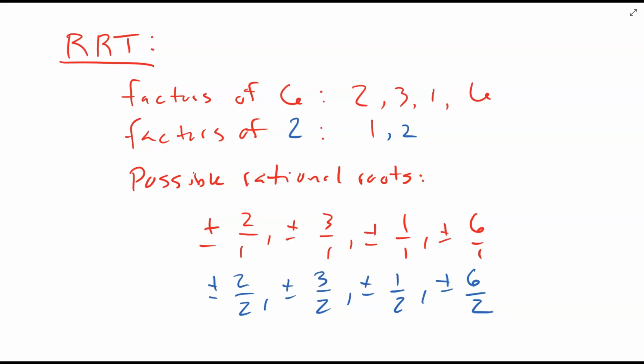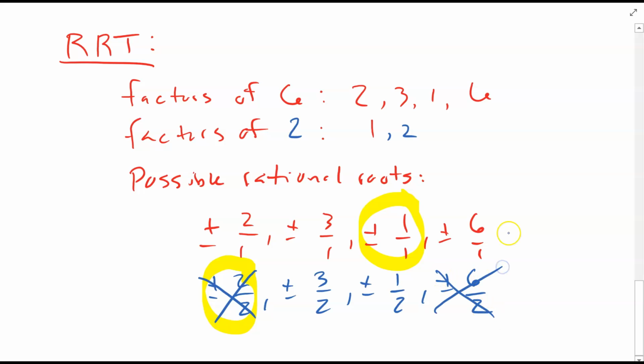Now, if we look at this list, there are some duplicates on this list. Do you see some numbers written more than once? Yeah, right? 2 over 2 is the same as 1, which I already have written down here. So I'm going to discard that one. Do you see any other duplicates? 6 over 2 is the same as 3, so I'm going to discard that one as well.